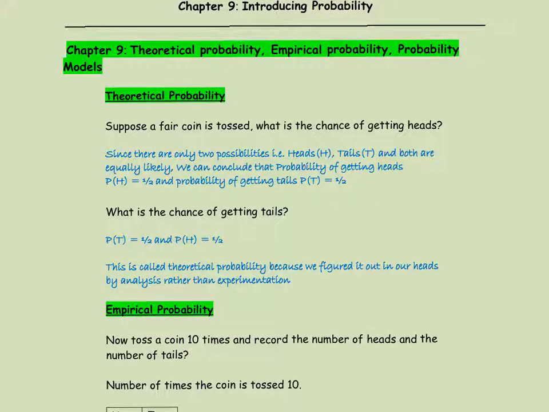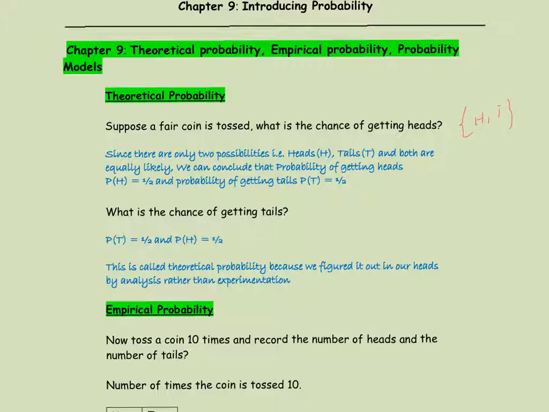In Chapter 9, we'll study some basic ideas of probability, and we'll discuss certain terms that are commonly used in explaining probability. Let's start with the first problem of tossing a coin. When a coin is tossed, there are two possibilities. You can either get heads or tails. So these are the only two possibilities.